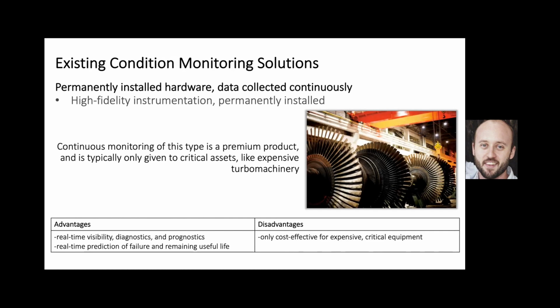So it needs to be avoided at all costs. So the obvious advantage is that we're getting that real-time visibility, diagnostics, prognostics, and that real-time prediction of remaining useful life. However, we can typically only give this level of treatment to expensive, extremely critical equipment.